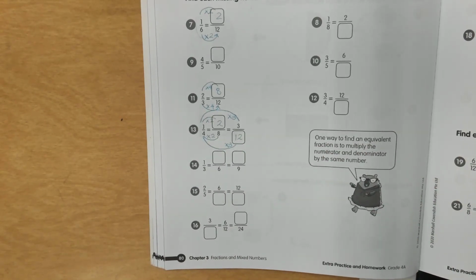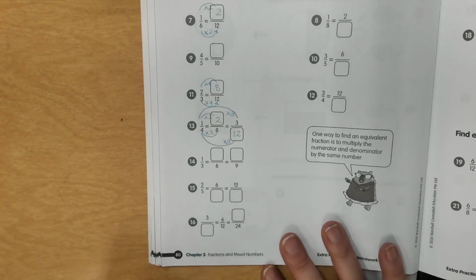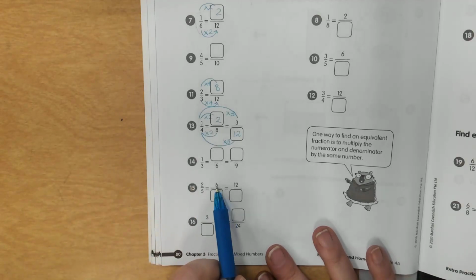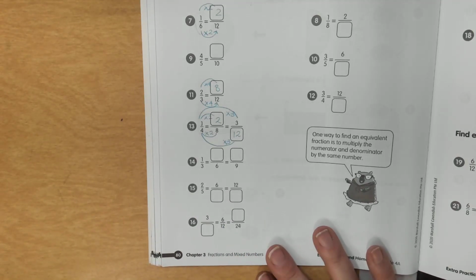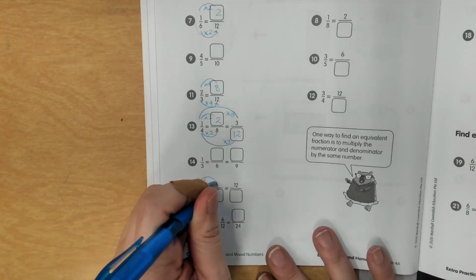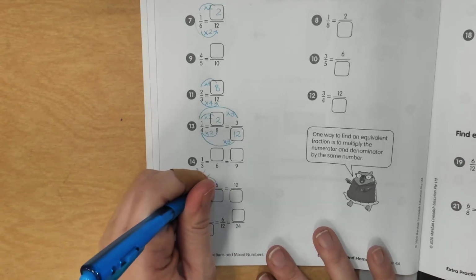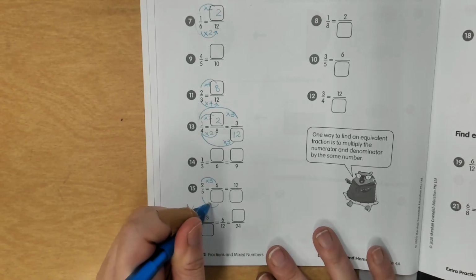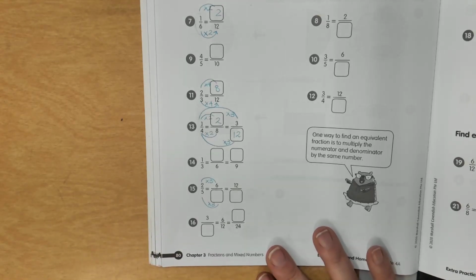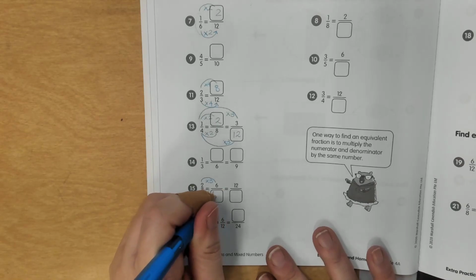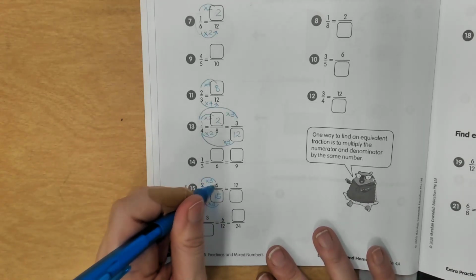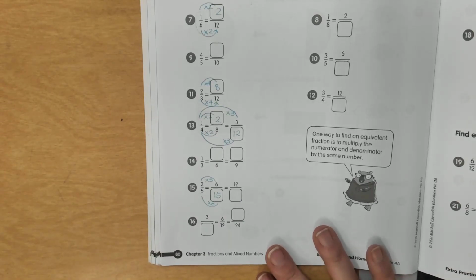Let me do one more. I'm going to skip down and do number 15. 2/5, I need to turn it into 6ths and 12ths. Okay. 2 times what makes 6? 2 times 3. 5 times 3 makes what? 5 times 3 is 15. So 2/5 is equal to 6/15.